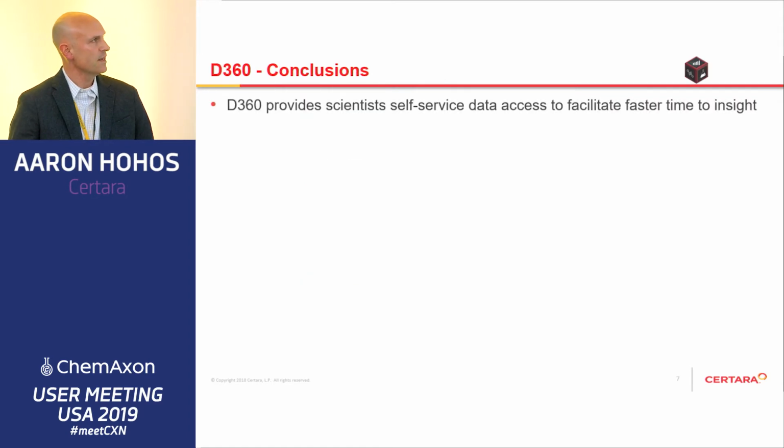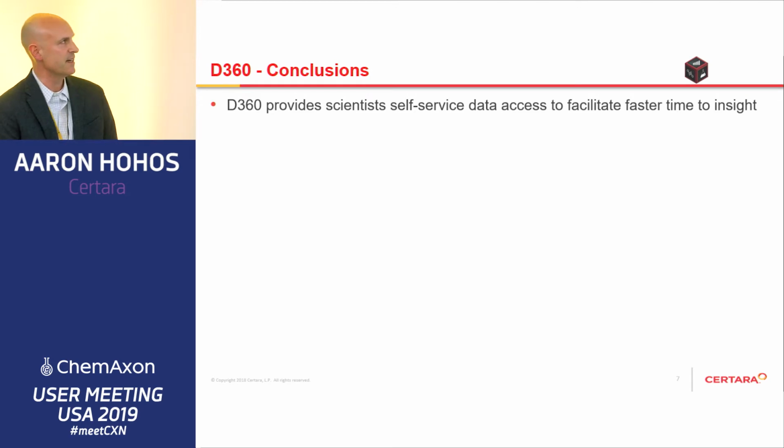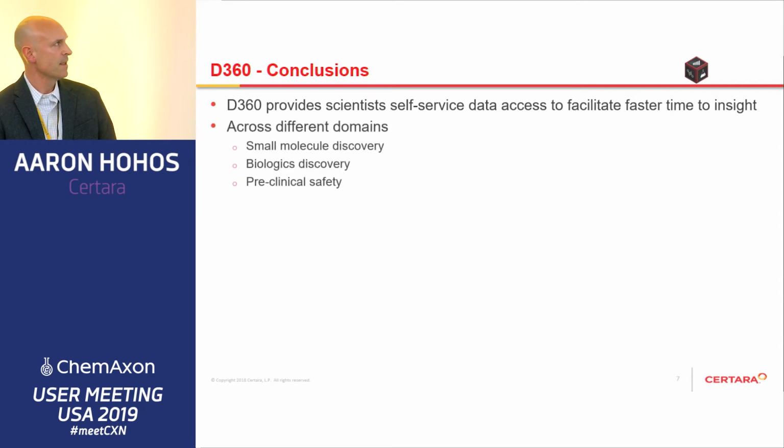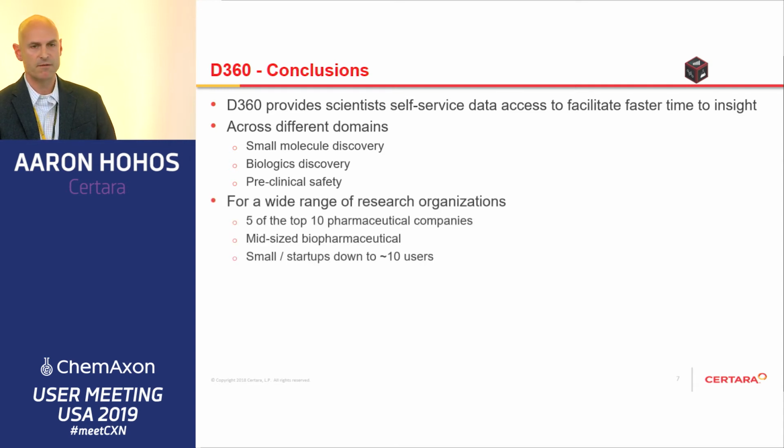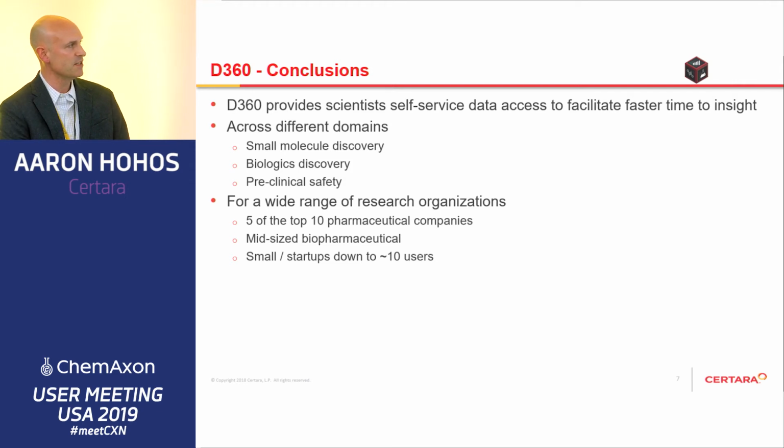So we talked about different ways that D360 is used as a self-service data access portal for getting at data, facilitate decisions based on data, and really get to a faster time to insight. And we talked about the different types of domains that D360 can support. And that's why we're in 5 of the top 10 pharmaceutical companies, as well as mid-sized companies and startups. And we take a lot of pride in our relationship with these companies. That's helped make D360 what it is today.